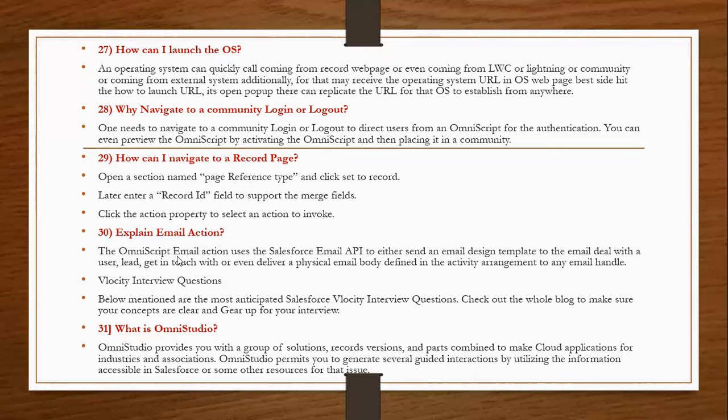Explain email actions. The OmniScript email action uses the Salesforce email API to send emails, designing in a template for the email, dealing with the user's lead, and defining the activities in arrangement. The mentioned attribute is special and should be checked on the whole, and the block shows you the concept clearly.